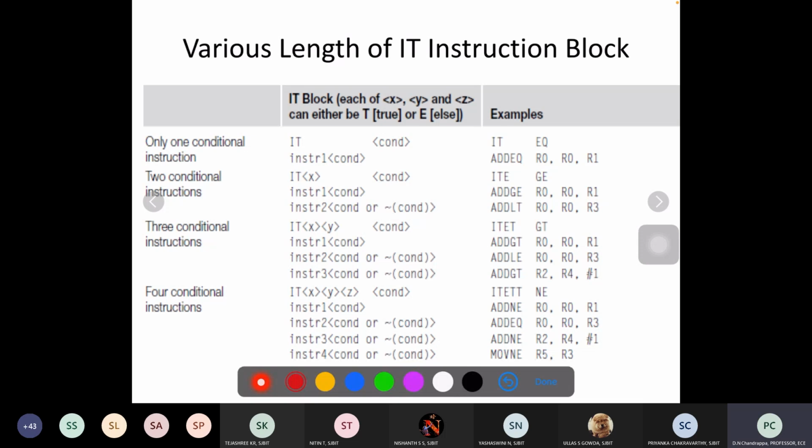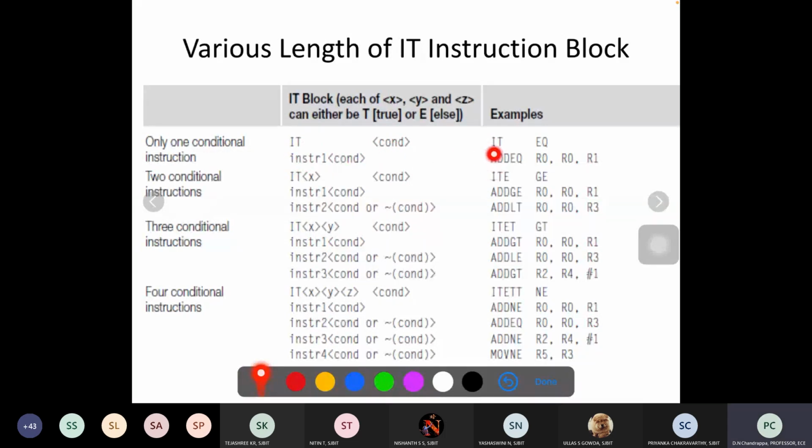Here are various lengths of if-then instruction blocks. See here, again we used X, Y, Z conditions, which are either true or else. T for true or E for else. If it is true, go to that; else it goes to the next step. Only one condition, if-then: only the first instruction is executed.